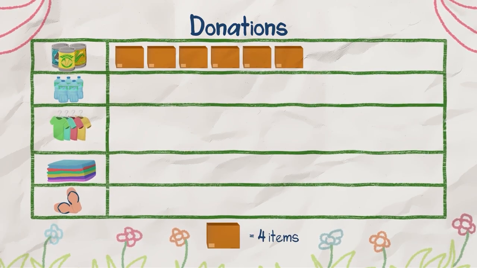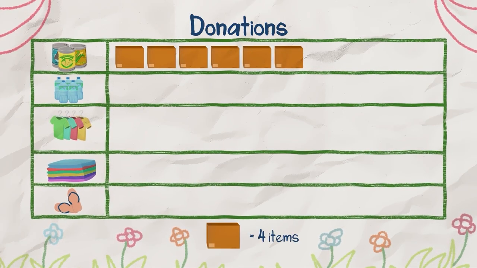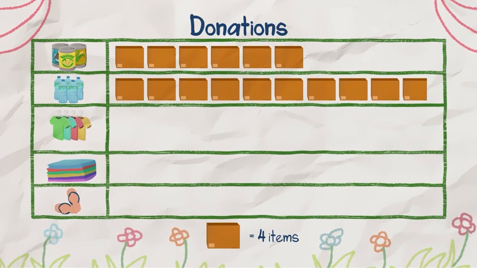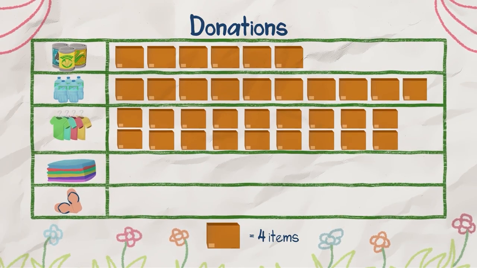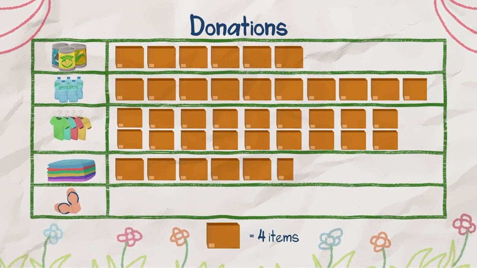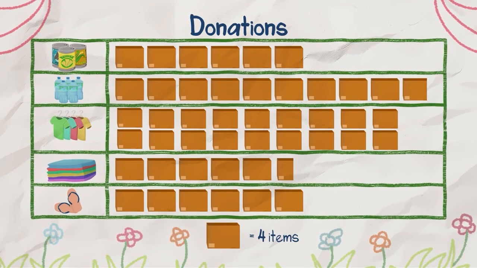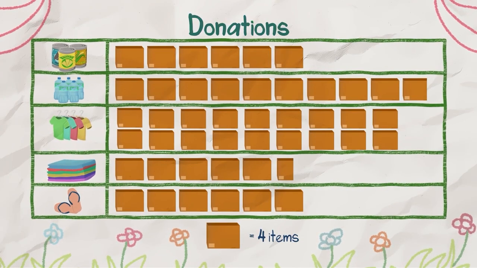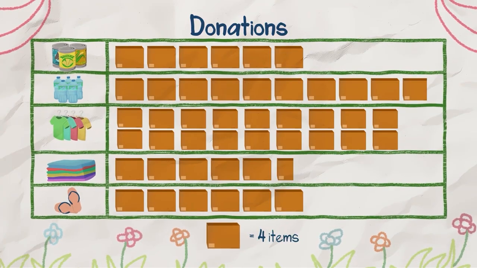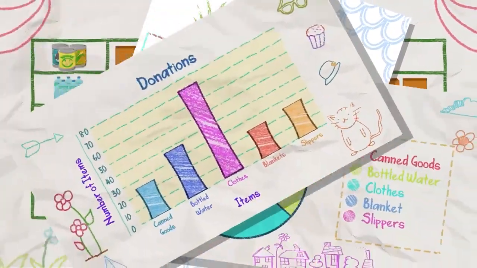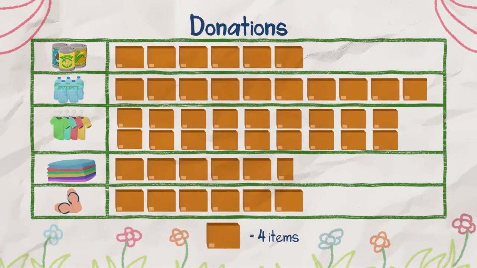We donated 24 canned goods, 39 bottles of water, 72 pieces of clothes, 22 blankets, and 24 slippers. There! That's the pictograph of our donations. Thank you for your help. Always remember to put the title and the labels needed for the tables, graphs, and pictographs that you make.